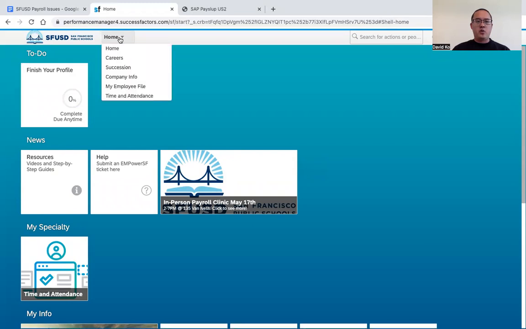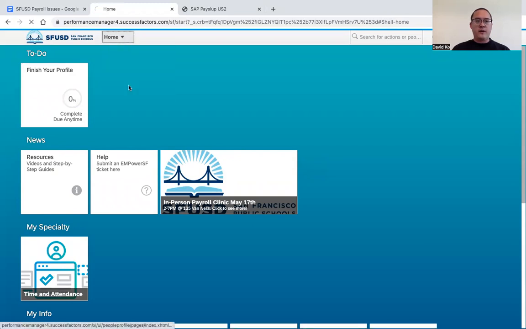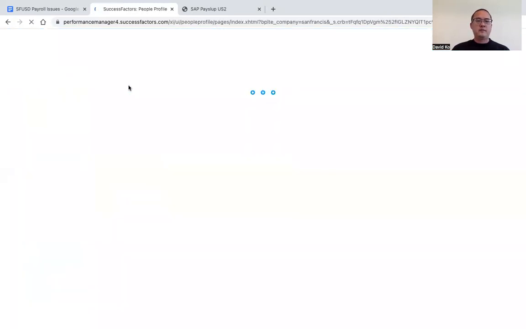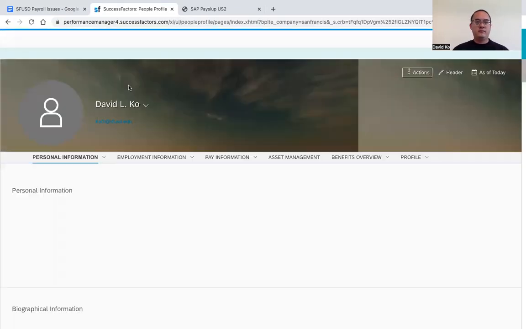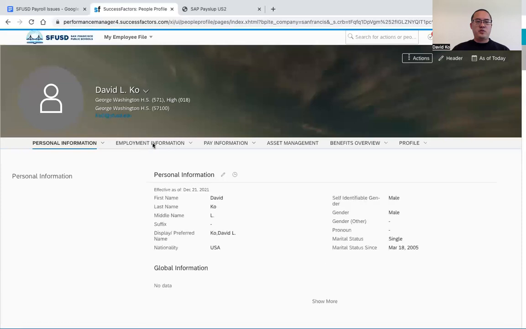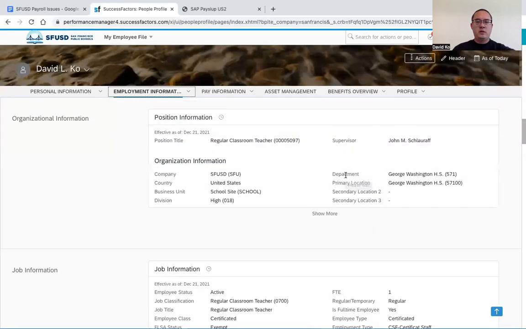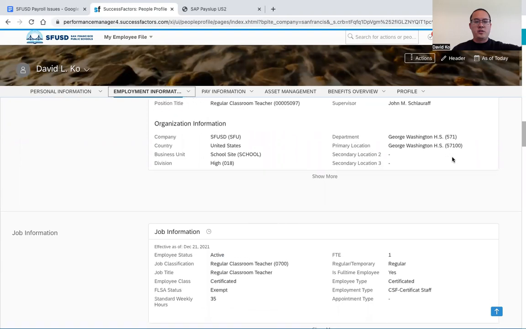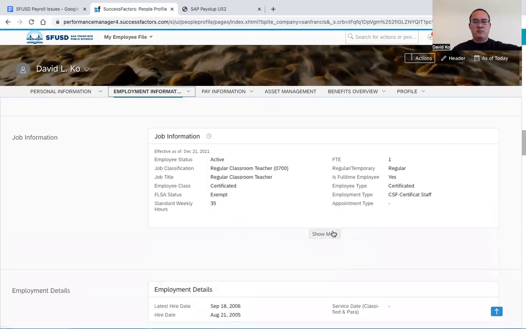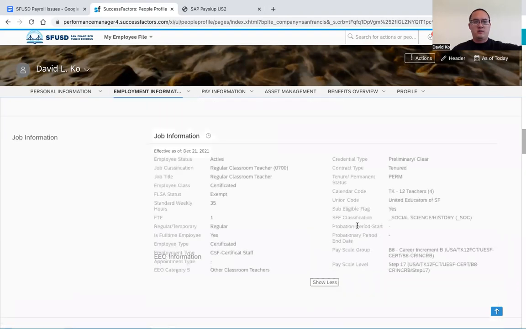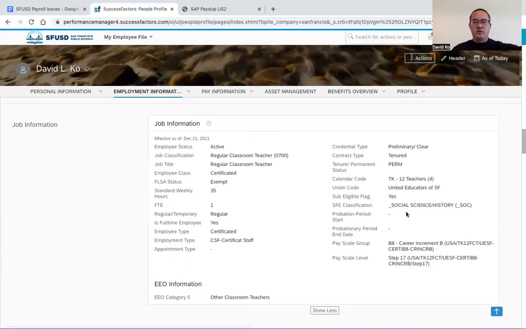Instead, we're going to click home and then go to My Employee File. At this point, you're going to click on employee information, and then not organizational information, that's information about the school site at which one works, but instead job information. At that point, click show more. And the two things to pay attention to are the pay scale group.